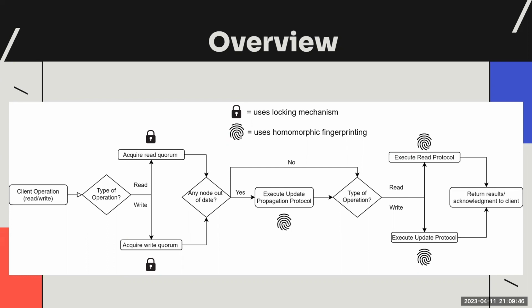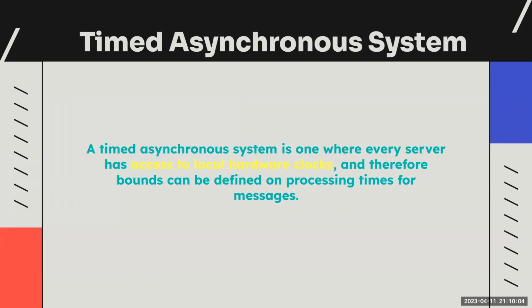Note that in the above flowchart, the quorums are acquired by using a distributed locking protocol such as Redis Labs' RedLock algorithm. Such a protocol makes the assumption of a timed asynchronous system, which will be formally defined in the next slide. A timed asynchronous system is one where every server has access to local hardware clocks, and therefore bounds can be defined on processing times for messages. I reiterate here that this assumption is necessitated due to the requirement of a distributed locking mechanism.